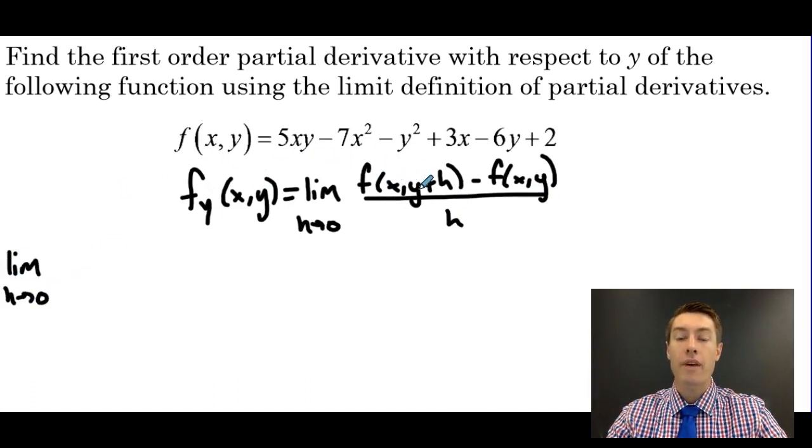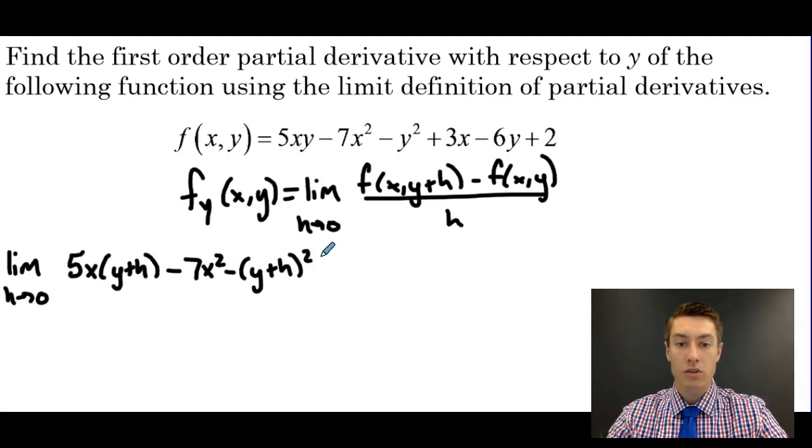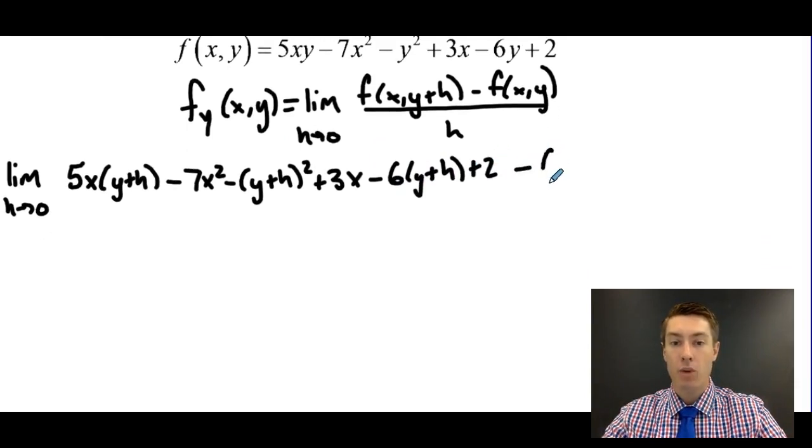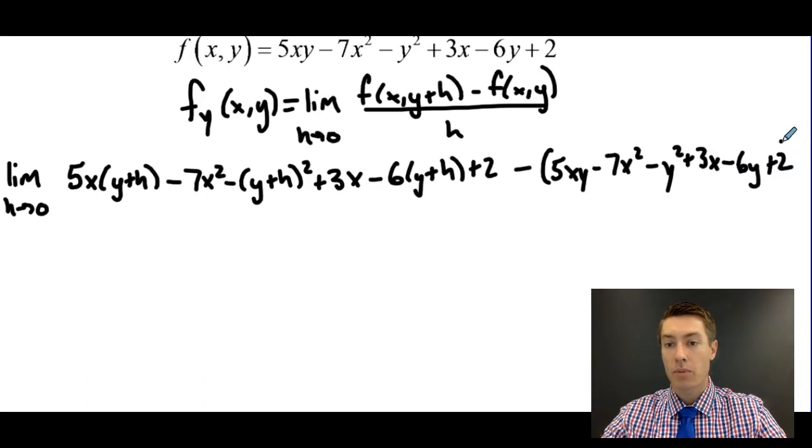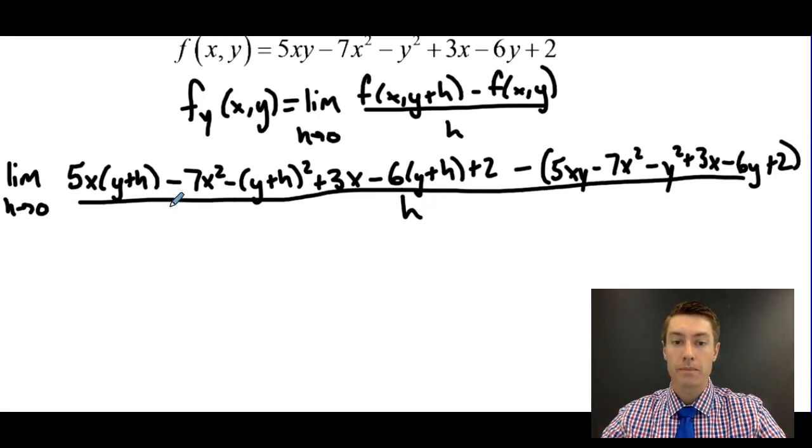Okay, so we're going to take the limit as h approaches 0. We have to evaluate f of x comma y plus h. So 5x times y plus h minus 7x squared minus y plus h squared plus 3x minus 6 times y plus h plus 2. And then we have to subtract from that f of x y. So 5xy minus 7x squared minus y squared plus 3x minus 6y plus 2. And that's all over h.